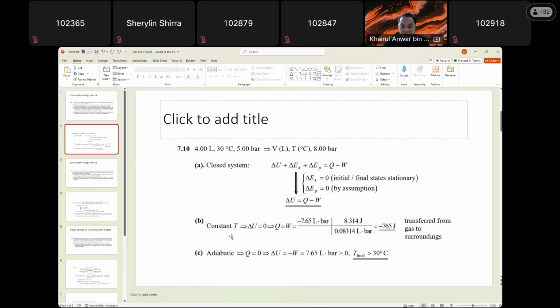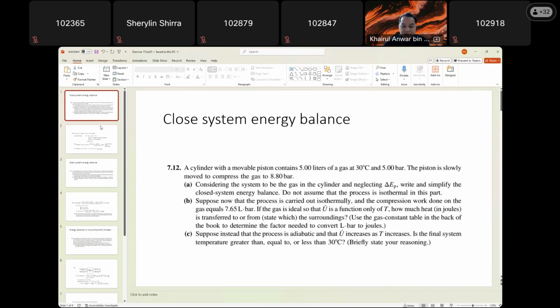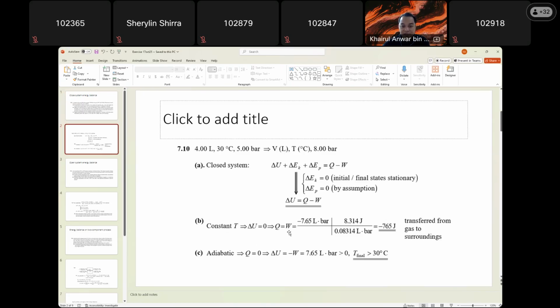For this one, T is constant, so there is no change in the specific internal energy. So the expression left is Q equal to W, but W is in liter-bar units. Heat is in joules, so do the unit conversion. So the final answer is negative 765 joules. Heat went from the gas to the surroundings. Work is done on the system, not by the system.